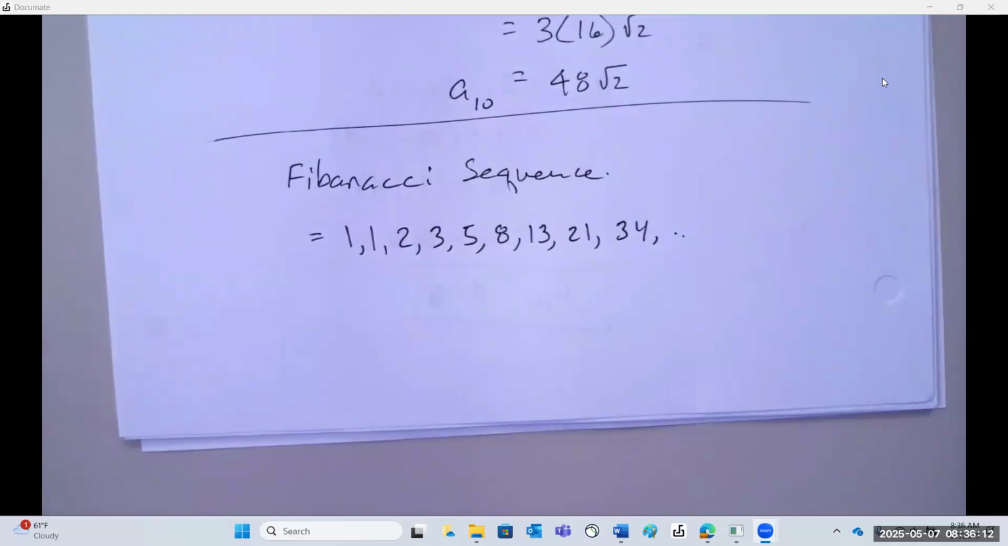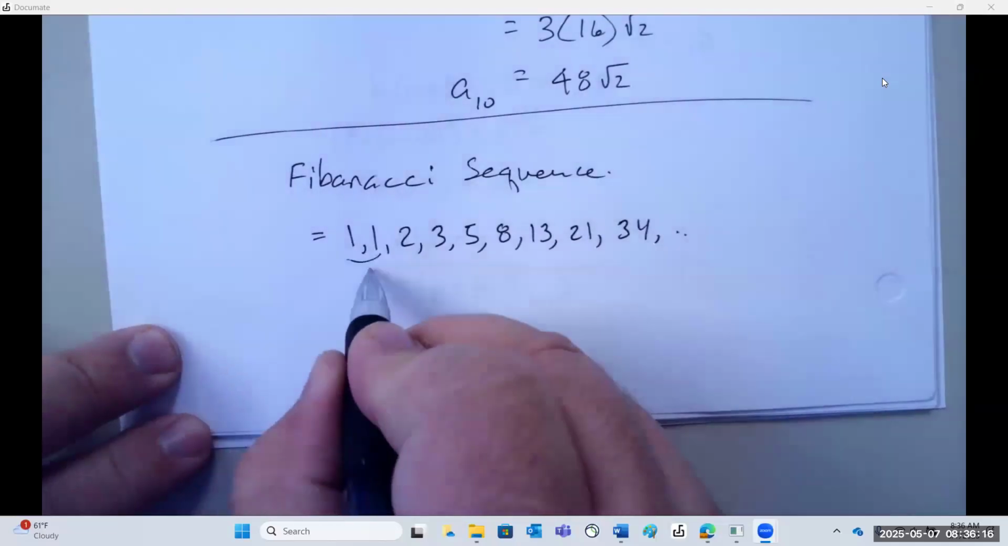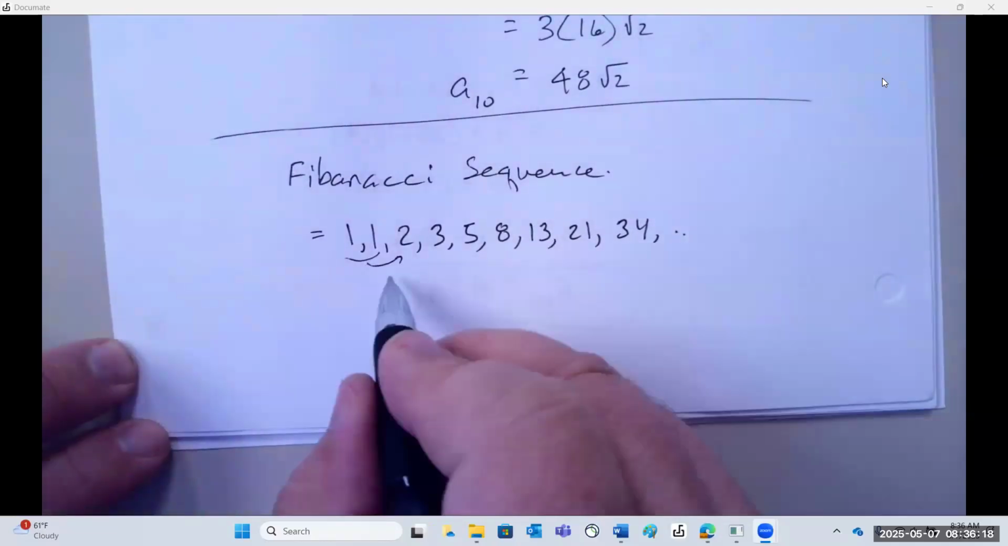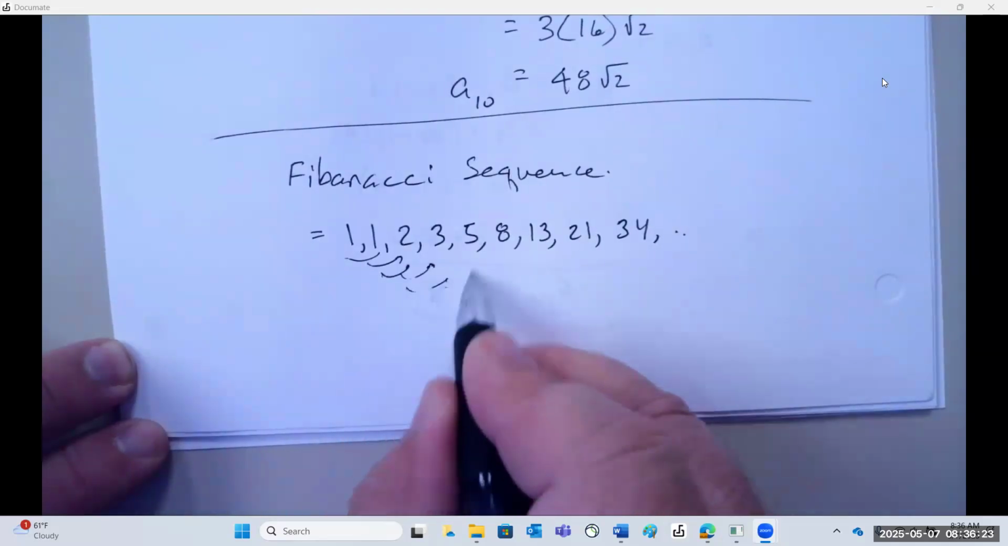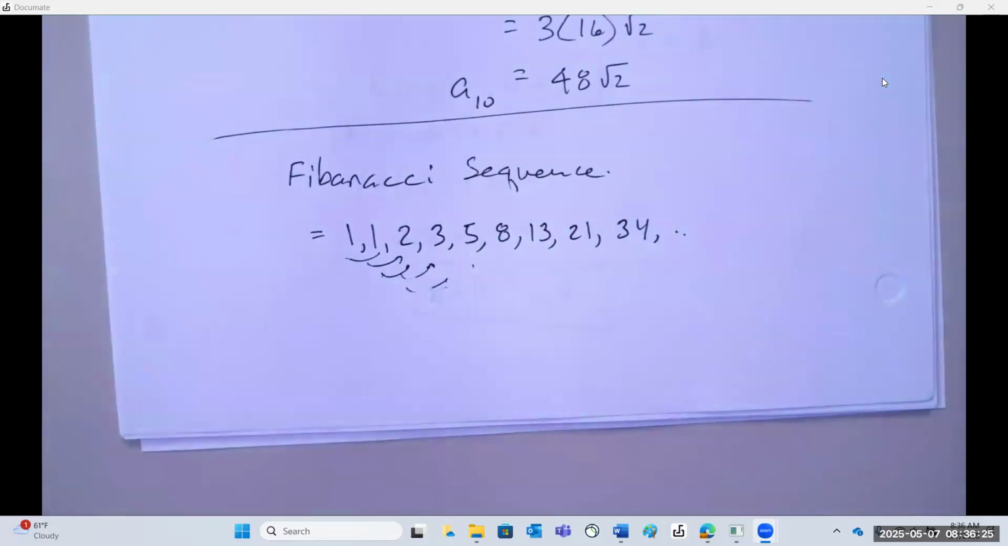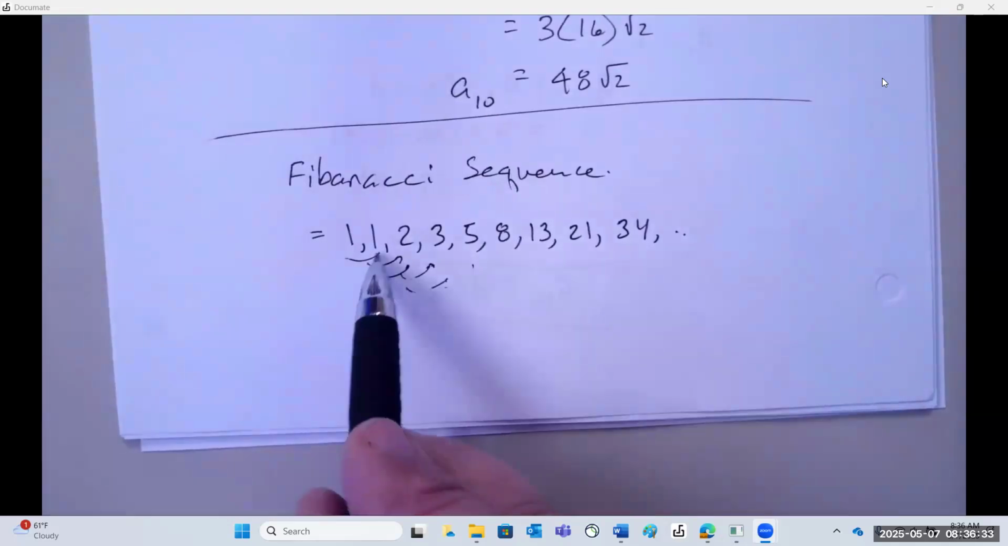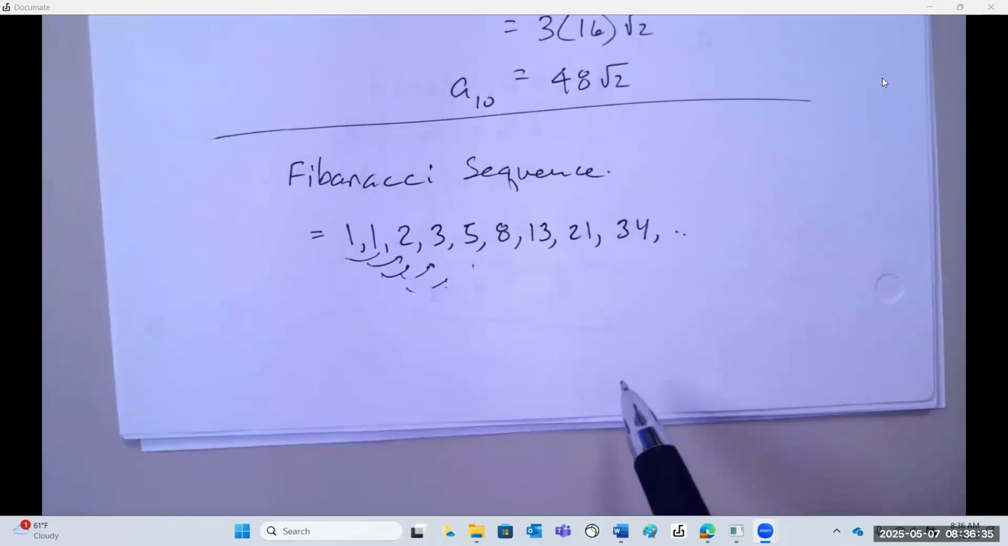This is the Fibonacci sequence. So you see 1 plus 1 equals 2. 1 plus 2 equals 3. 2 plus 3 equals 5, and so on and so forth. But you see why it's not arithmetic, because it's not a common difference. It's not a common ratio, but it is a sequence. So these are the anomalies of sequences.